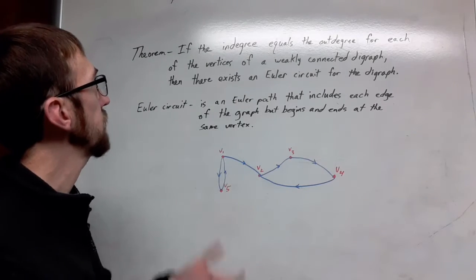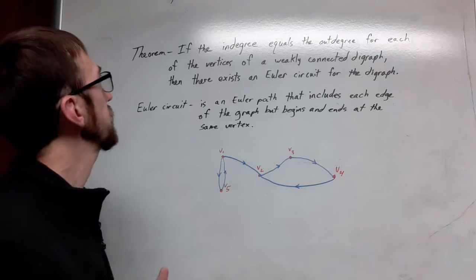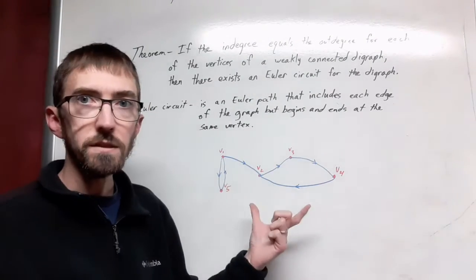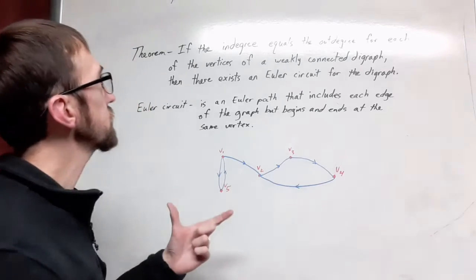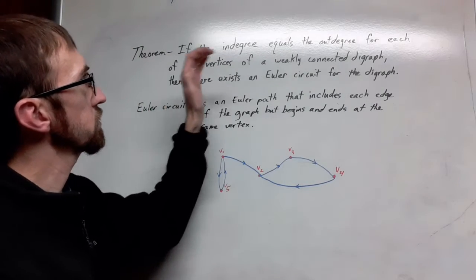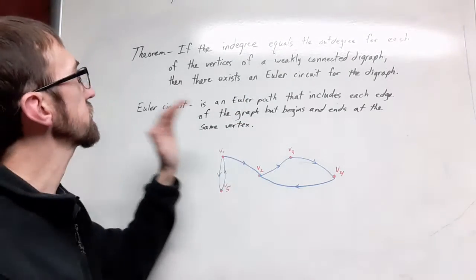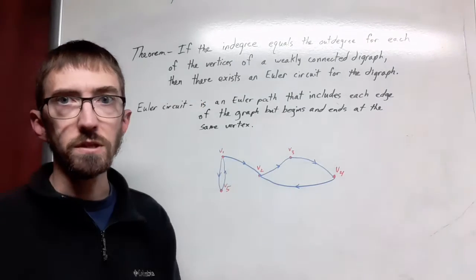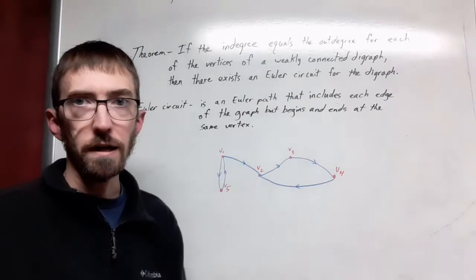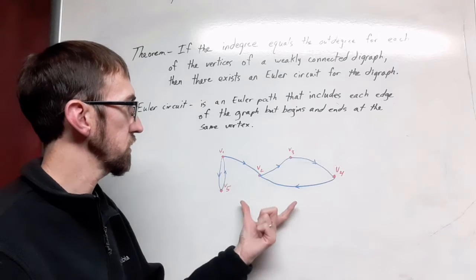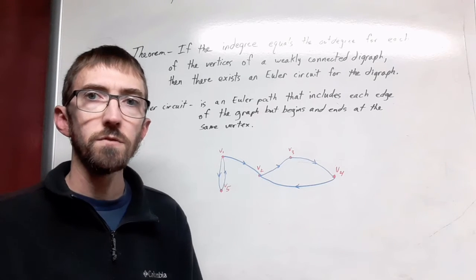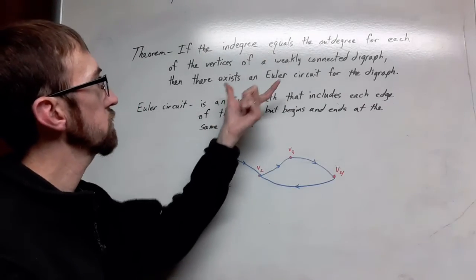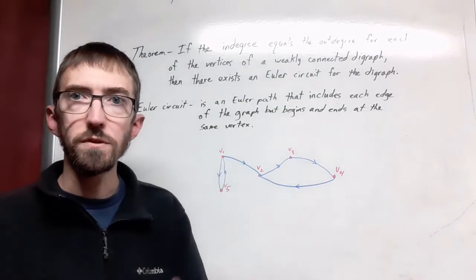The theorem that I want to talk about now is about digraphs and determining if there is an Euler circuit that can be found in these graphs. And so, if the indegree equals the outdegree for each vertex in a weakly connected digraph, then there exists an Euler circuit for the digraph. All right, so we already talked about earlier that the particular graph that I have on the board here is weakly connected. And so, can we determine if there's an Euler circuit with this theorem?